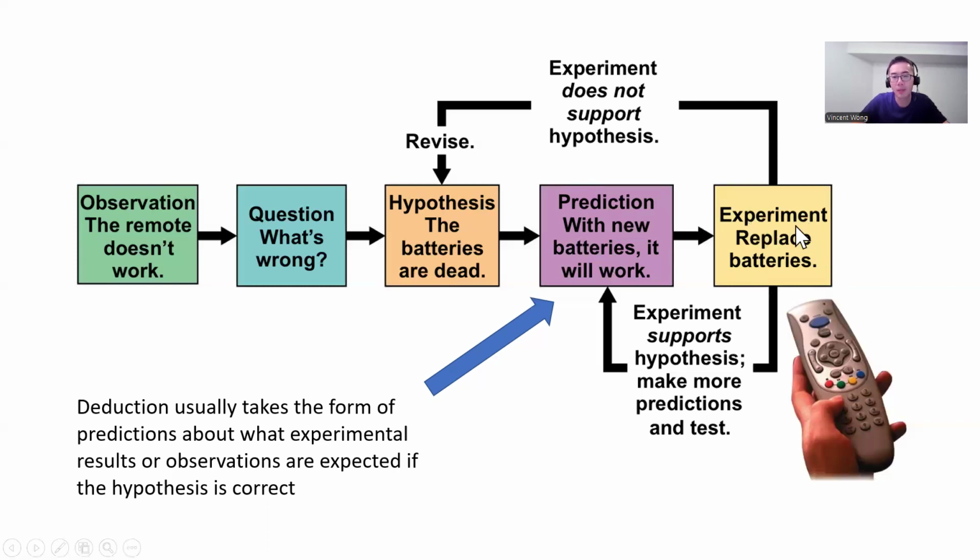Or if the new batteries do not fix the problem, then the experiment does not support the hypothesis. And then you've got to come up with a new hypothesis. You need to revise the hypothesis. Maybe it's not the battery. Maybe the TV is not plugged in or something. So there are other possibilities that could lead to this situation, and then you try different things until you solve the problem. This is, of course, an oversimplification of how the scientific process works, but nevertheless, it should help you relate to your own experience.